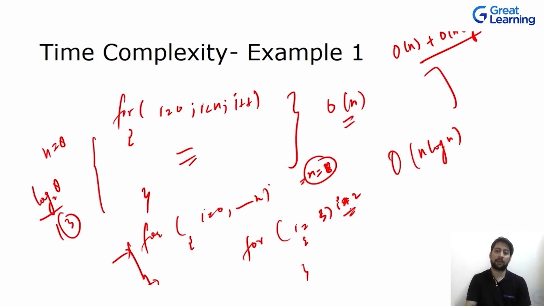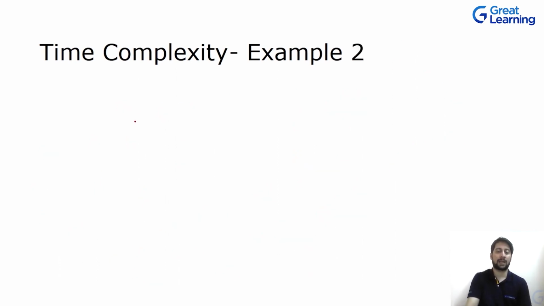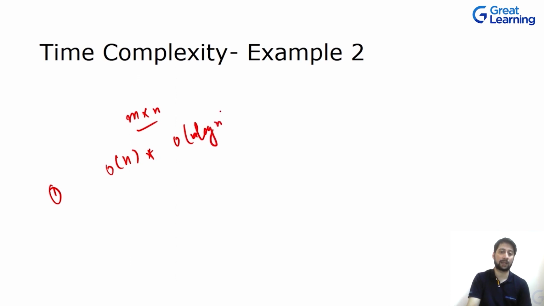Now, what is happening over here? This is a scenario wherein it is m into n. That means you are multiplying big O of n, for the outer one of the nested loop, into big O of log n. Whenever you have a for loop inside a for loop, you will multiply the time complexities. Now you have a for loop outside and then you have this nested for loop. For this nested for loop, you have n into log n, right?